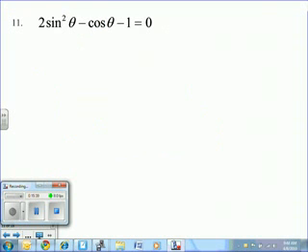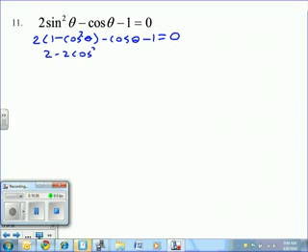Okay, so on 11, it's 2 sine squared theta minus cosine theta minus 1 equals 0. It's not quadratic if you've got two different trig functions, so what do we need to do first on this problem? Change the sine squared theta to 1 minus cosine squared theta. And then everything is in terms of cosine. So you can distribute the 2. Okay? Put our like terms together, so there's 2 in the front and then minus 1 on the end.